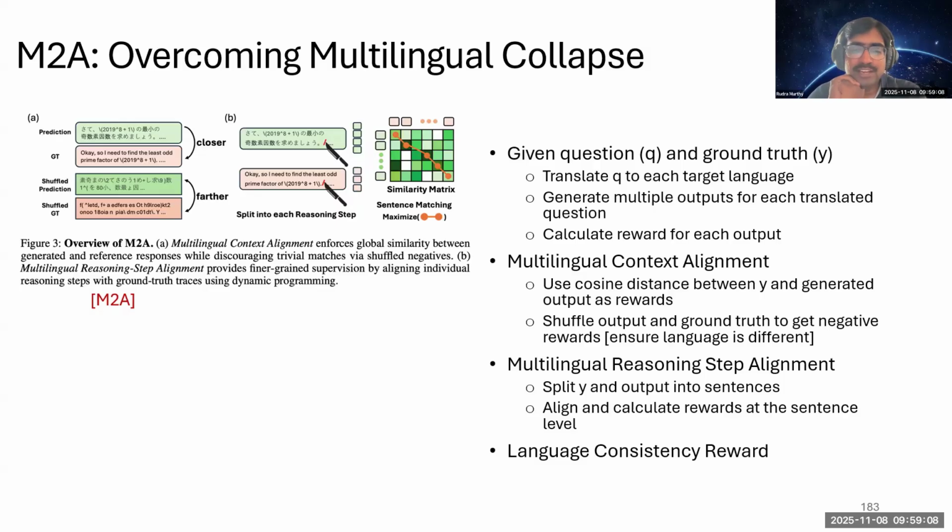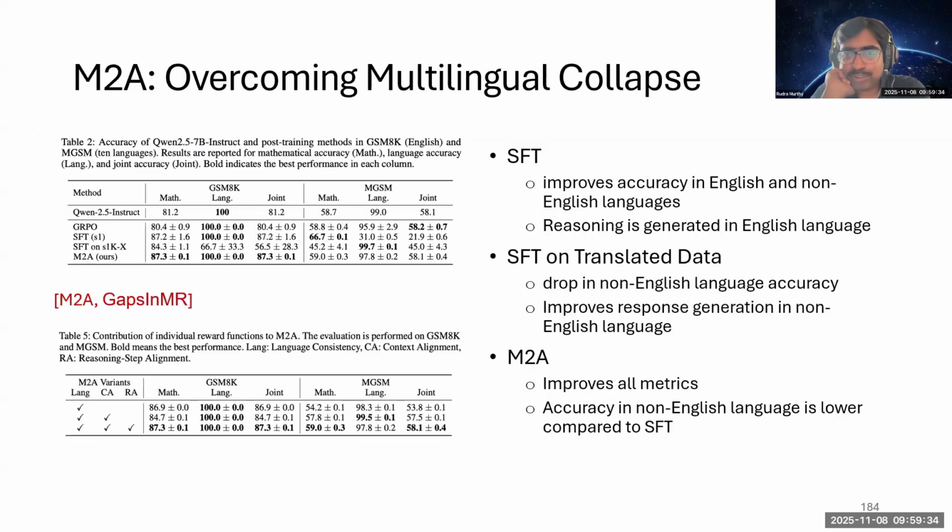What they also say is, let's do it at individual steps. That's where the multilingual reasoning step alignment comes into the picture. You split the reasoning trace into multiple sentences, and at every sentence level, you provide a reward. And finally, they have the language consistency reward. They look at the generated reasoning trace and identify the language. If the language matches the query language, then you provide a positive reward. Otherwise, you provide a negative reward. Moving on to the next slide.